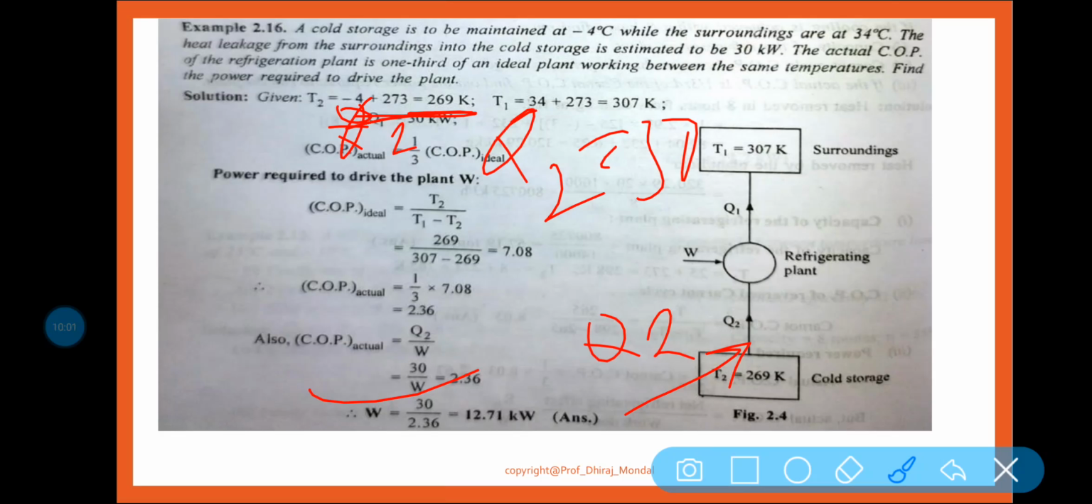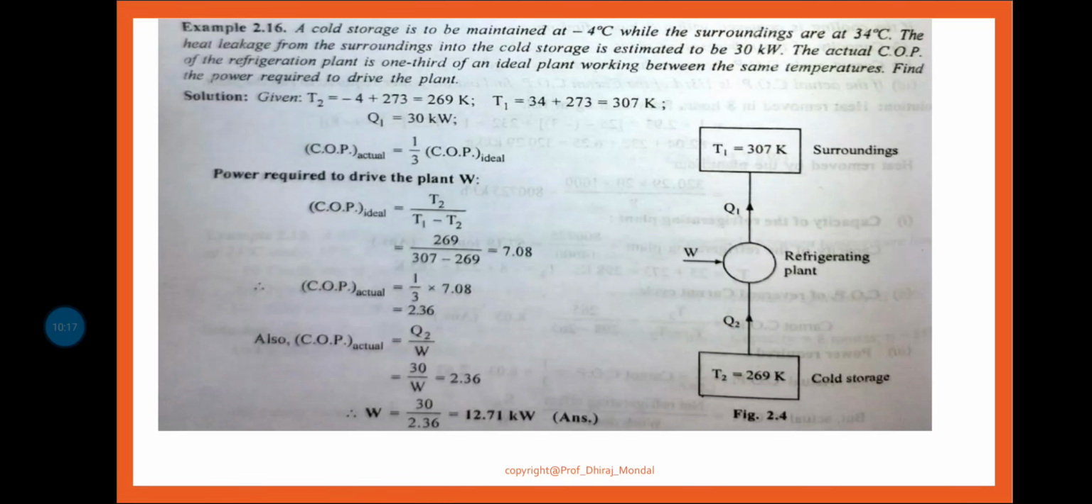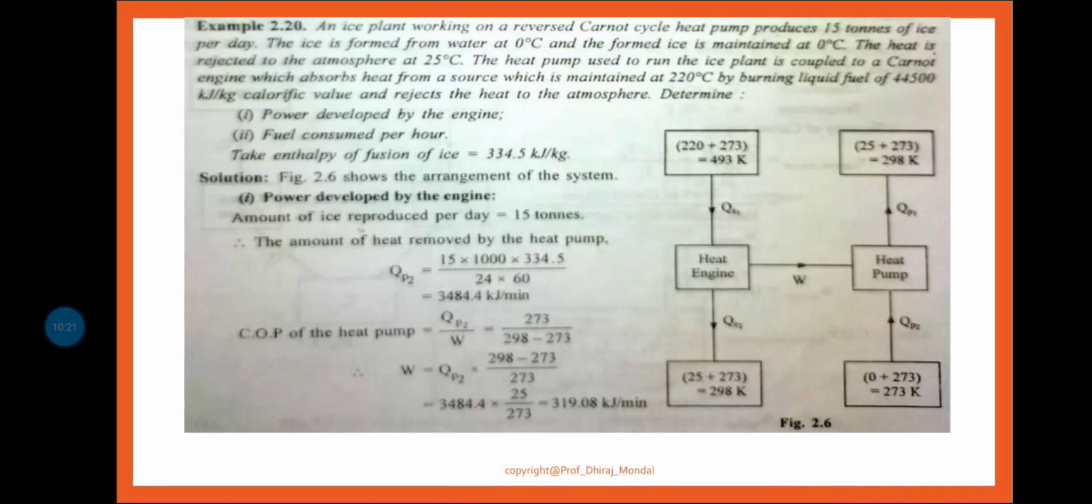Clear? Because it is told that the heat leakage is from the surroundings into the cold storage. So here heat is entering into the system, Q2, so that is equal to 30 kilowatt. So this is the answer. 12.71 is the correct answer. I hope it is clear. If it is clear, then come to the next problem. Very important problem from the exam point of view.